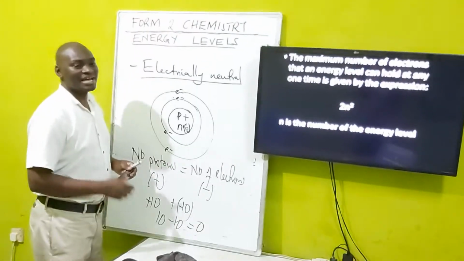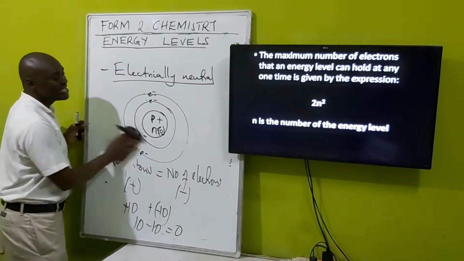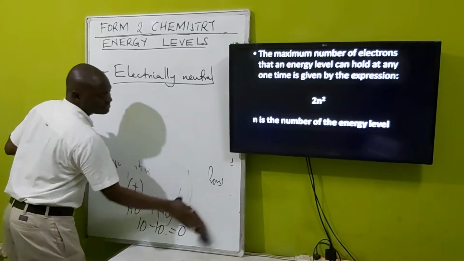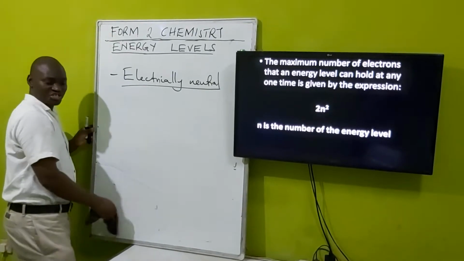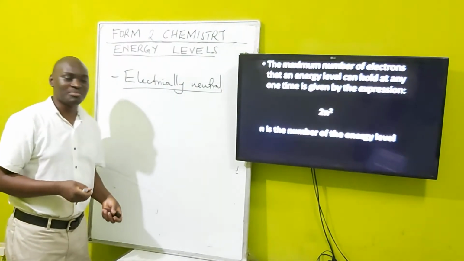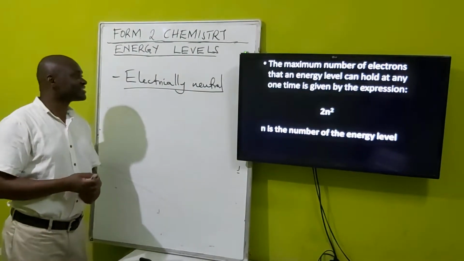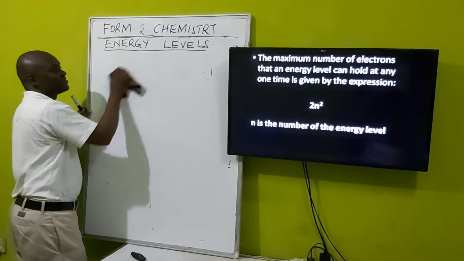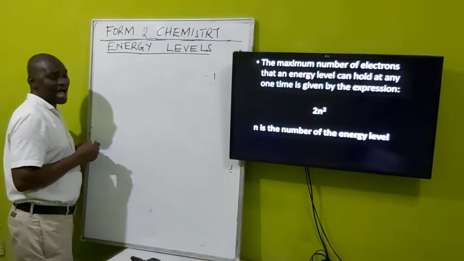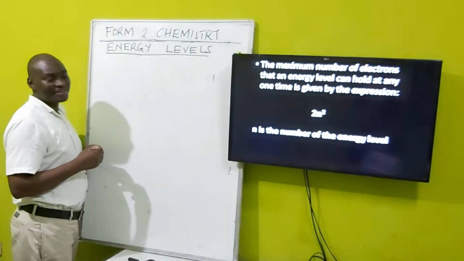Now, that is about that. But now, how are the electrons arranged within an atom? That is what we are going to look at. How are the electrons arranged?